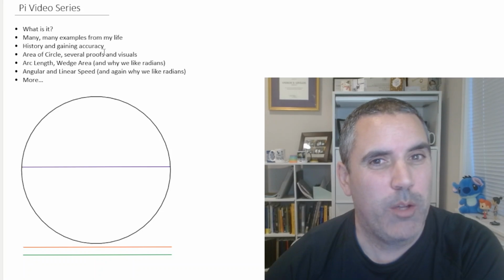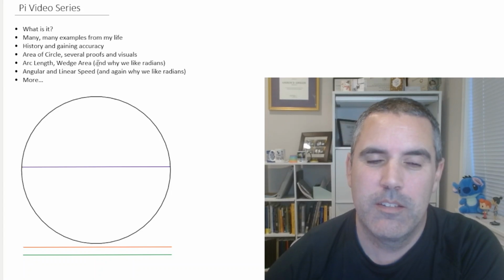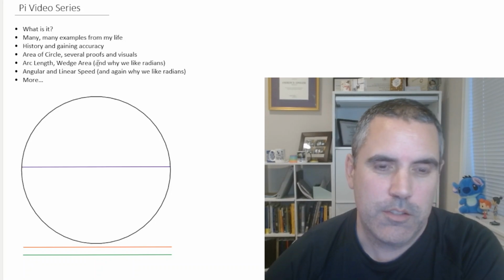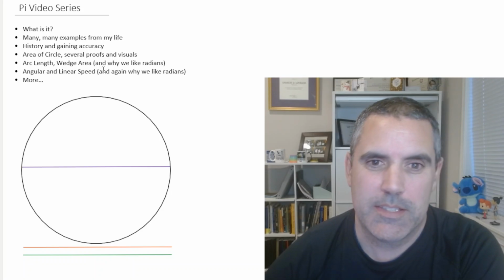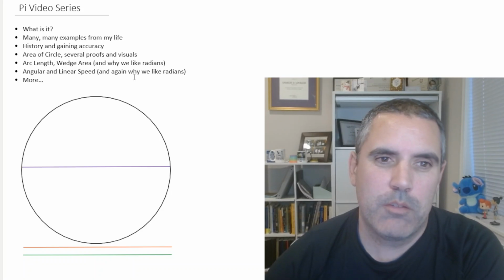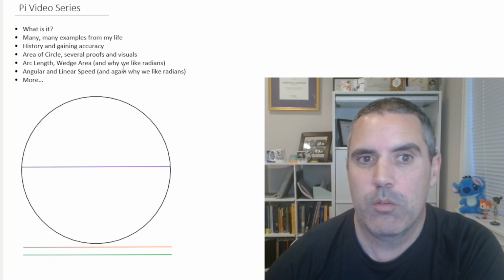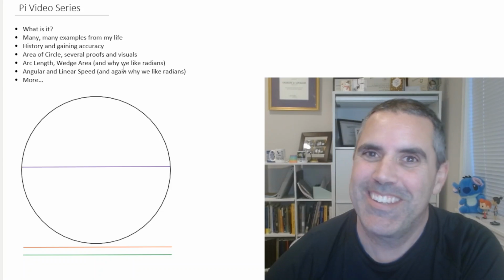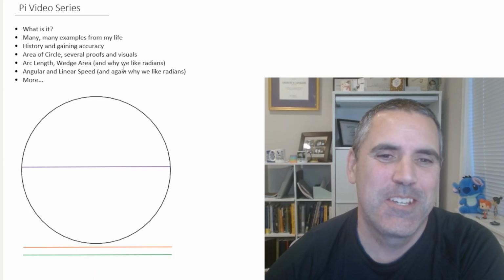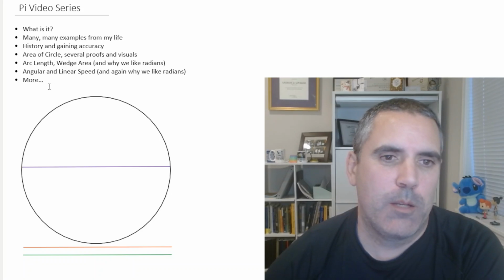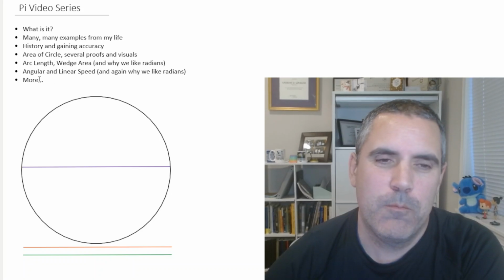And then I'll explain why we really like radians, especially in calculus. We start to really see it when we talk about arc length and wedge area. And then I'll talk about angular and linear speed. There's some interesting things there. So I have a sequence of whatever it is, four or five videos I'll probably make over several weeks. I'm sure I won't have these up by Pi Day because I have my own courses to teach and finish up. And then I'm sure I'll think of more things.